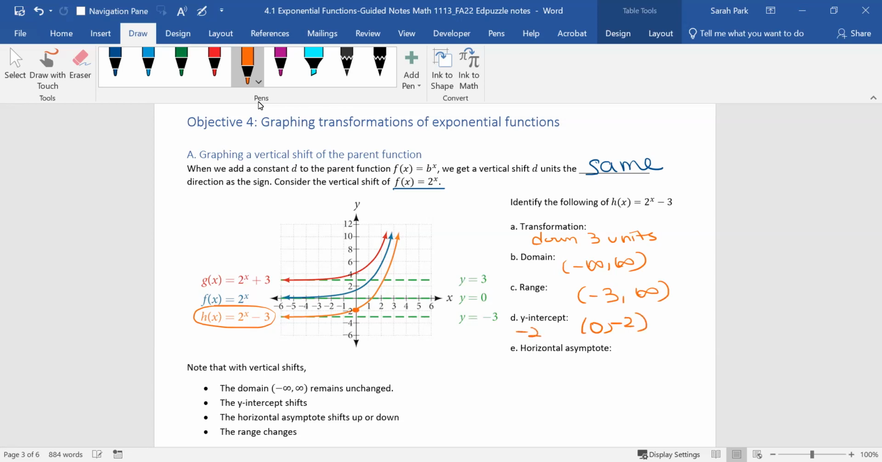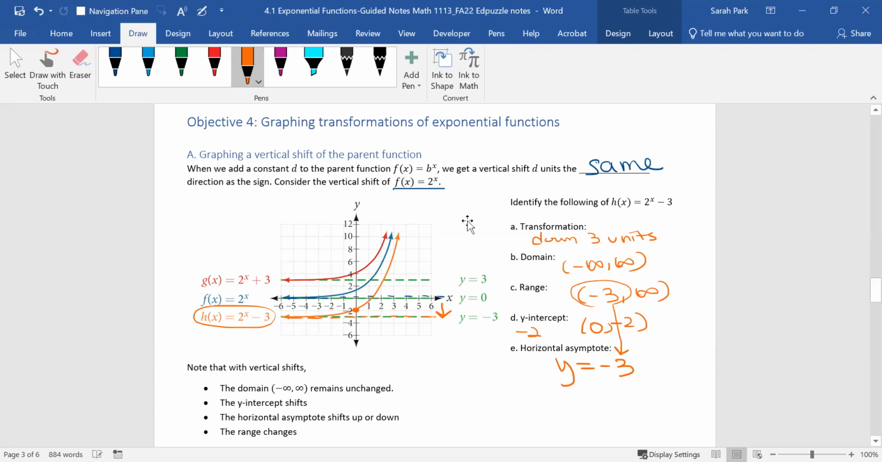The original asymptote of the graph 2 to the x was at y equals 0, but because your whole function shifted, the horizontal asymptote also shifts down as well. So it's going to be y equals negative 3. Notice here that your range value is always going to match your value of the horizontal asymptote.